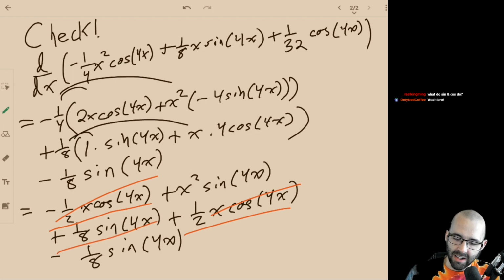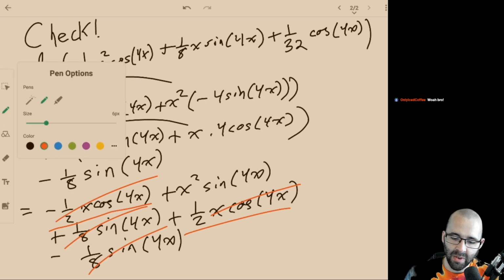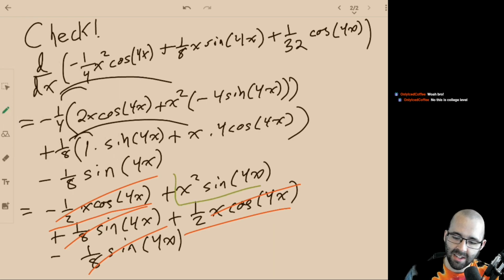But look at these two like terms. Plus 1/8 sine of 4x minus 1/8 sine of 4x. Those cancel too. What are we left with? We are left with exactly what we wanted, right? Because this thing right here is the original integrand.